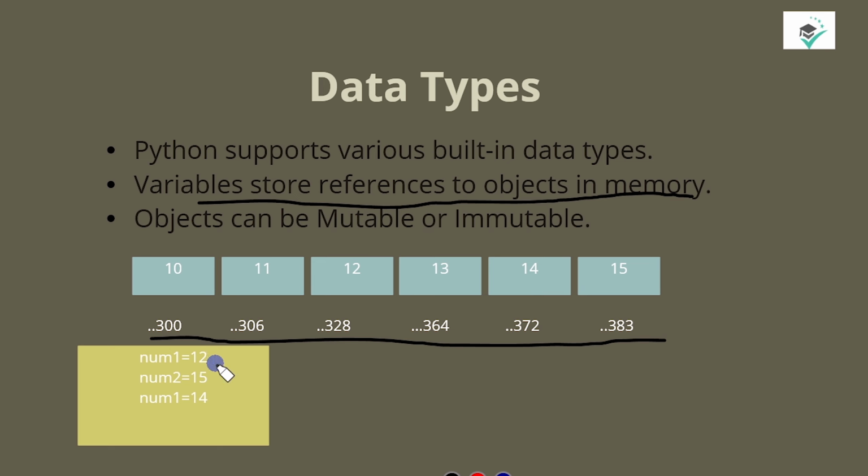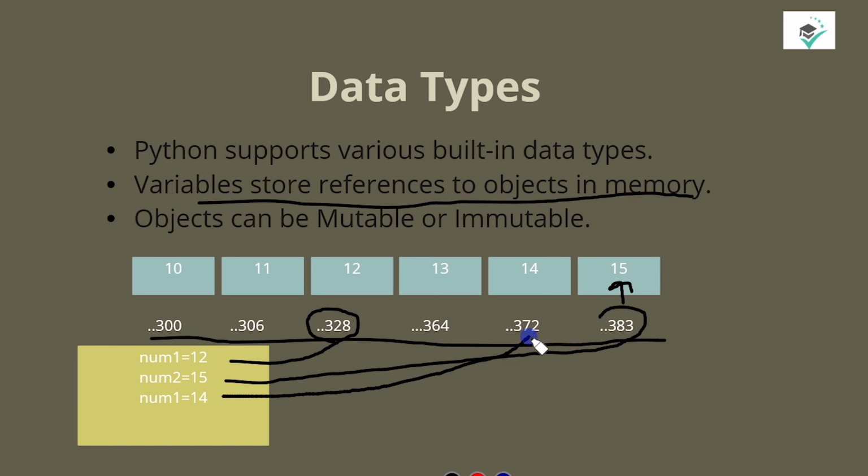Now if I am creating a variable num1 equals 12, then it is going to refer to the memory location where the value 12 is addressed. If I create another variable num2 equals 15, then it finds the location where the value 15 is available and points to that memory location. Now if I say num1 equals 14, it will not replace the value 12 with 14. In fact, the reference will jump to the new location where 14 is available in memory.